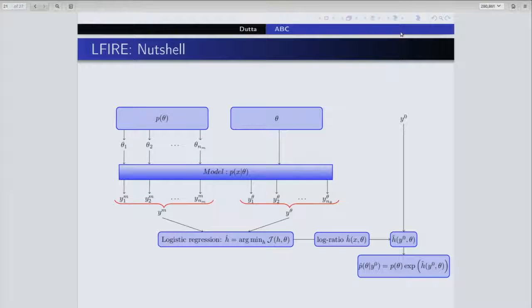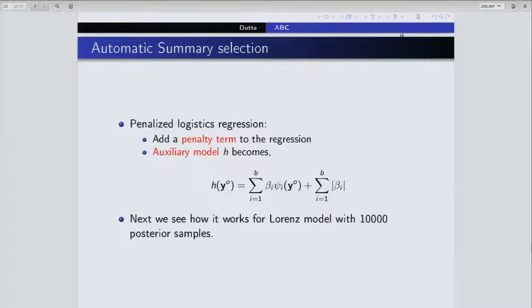And using these, you do a logistic regression. And this logistic regression gives you an estimate h hat by minimizing. And this part you can use from any software you have. And it gives you a log ratio h hat, and then you have it, this is your true value, and you just plug it in this function, and this gives you an estimate of the posterior distribution. So in a sense, it gives you a direct approximate estimate to the posterior distribution. So this is the whole algorithm. We call it LFIRE in a nutshell.